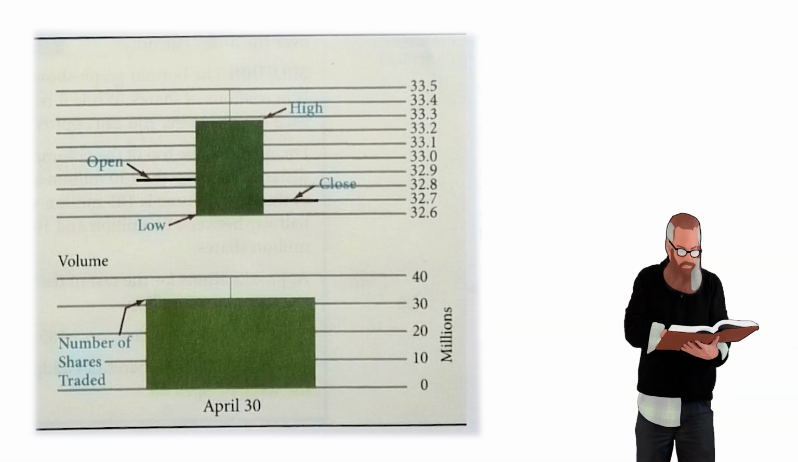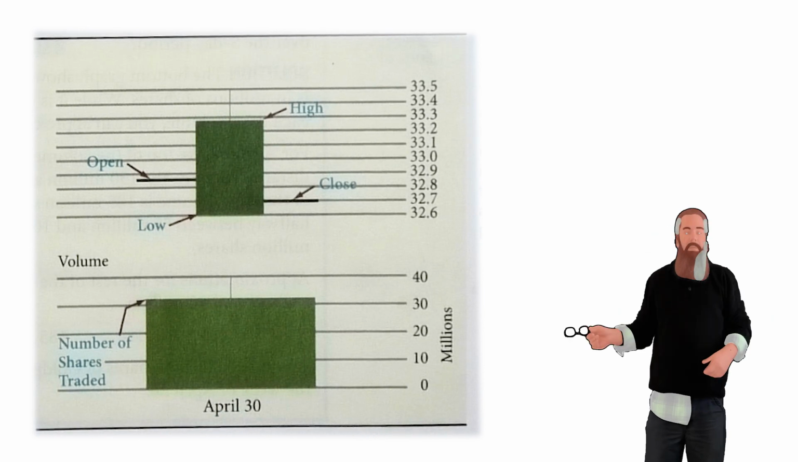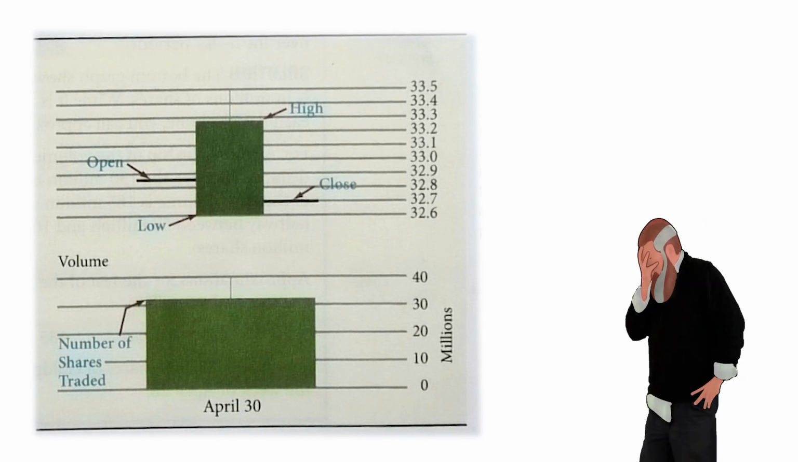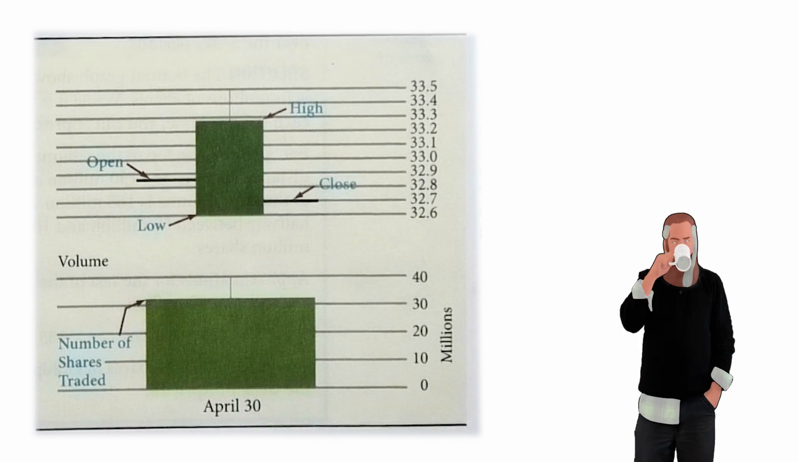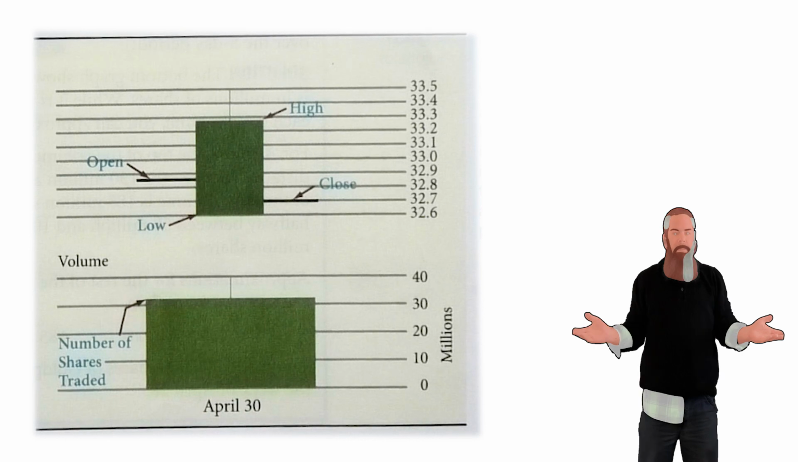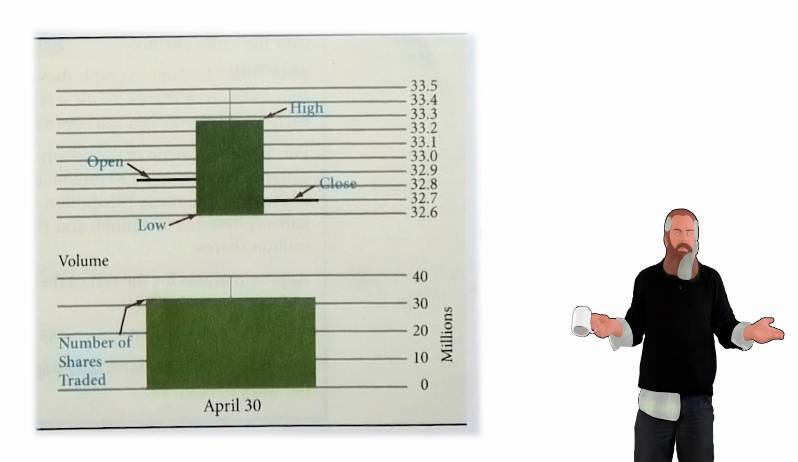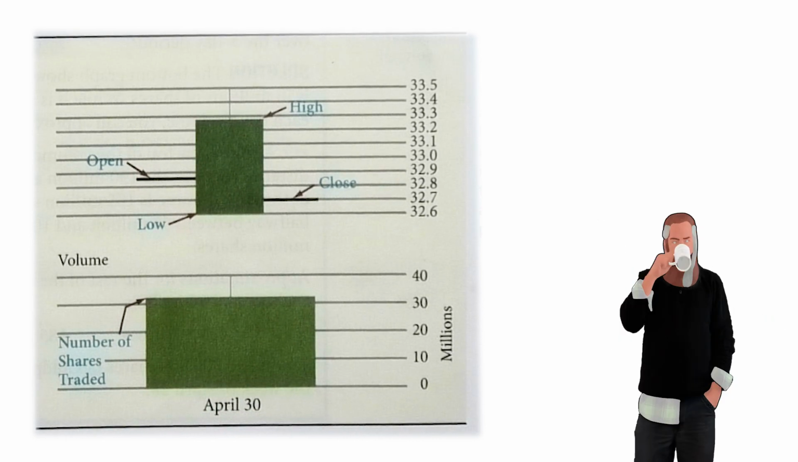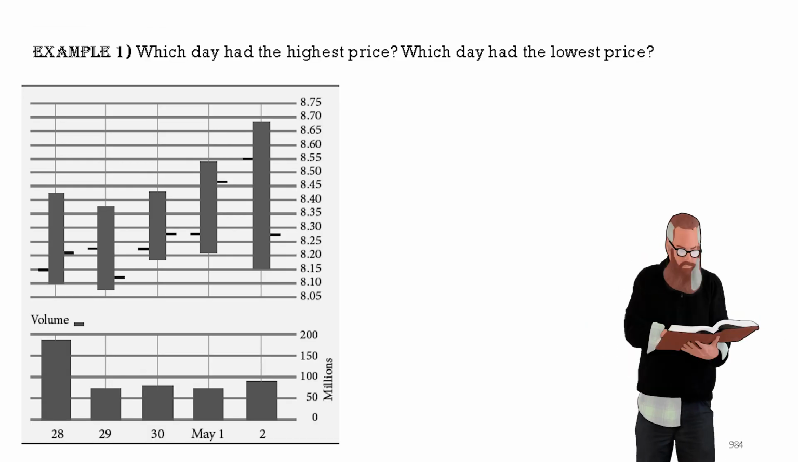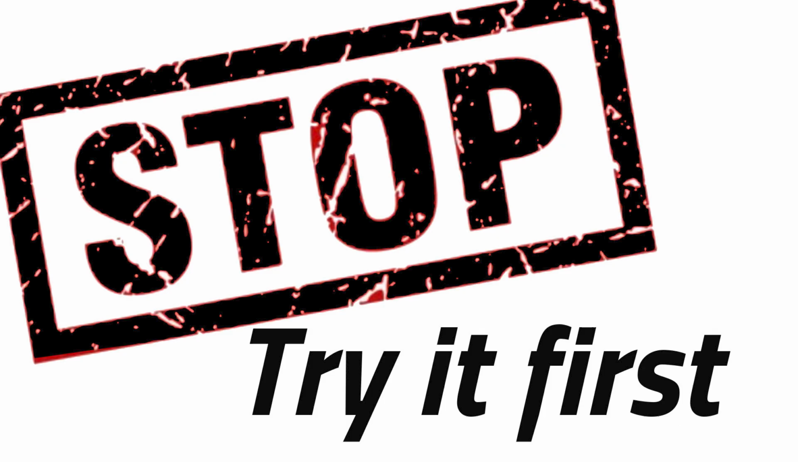We can see, looking at the stock bar chart, that the top of that thick bar represents the high, where the bottom of that thick bar represents the low. Now, there's a tab that sticks out to the left, which is the opening price, and a tab that sticks out to the right, representing the closing price. Underneath that, we will be able to see the number of shares traded in the millions on that day. This is Goldpoint Manufacturing Company. Which day had the highest price and which day had the lowest price?